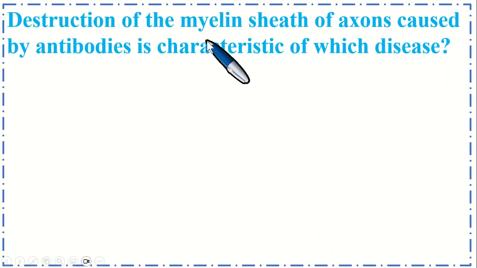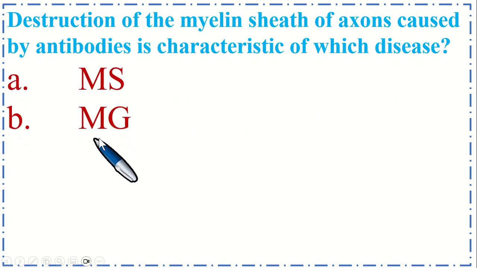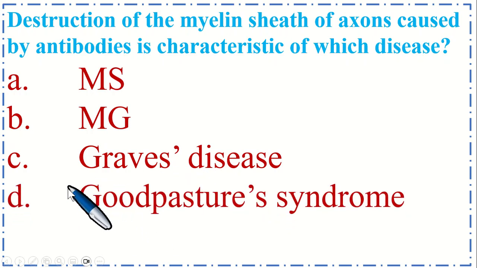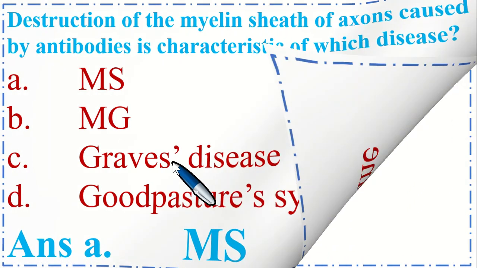Destruction of the myelin sheath of axon caused by antibodies is characteristic of which disease? Option A, MS, B, MG, option C, Graves' disease, and option D, Goodpasture syndrome. So the correct option is A, MS.